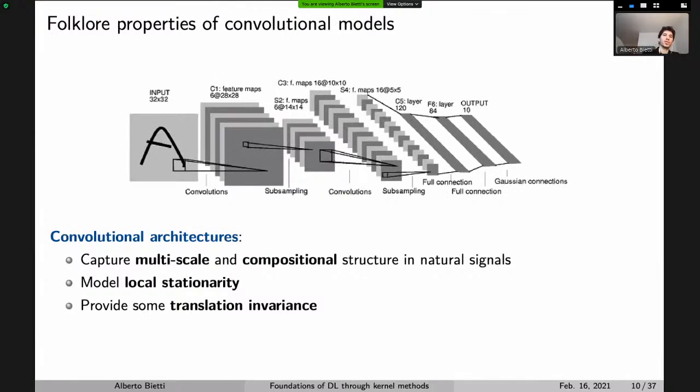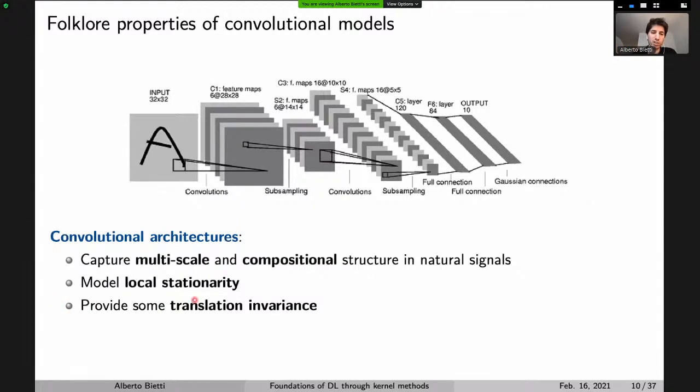So, as I mentioned, there's some kind of expected property. People expect to have these properties on convolutional models. So one is that it tries to capture information at different scales in a compositional way. So maybe you have some compositions or hierarchies of functions. And then you're able to model local stationarity, which means that locally you have some function that depends on a local neighborhood of the image. And then it's the same behavior that is applied all over the image.